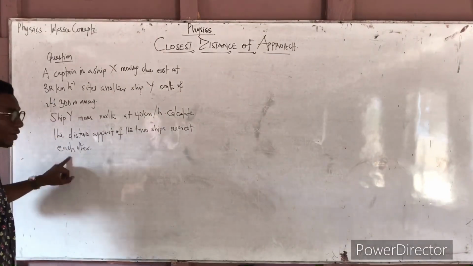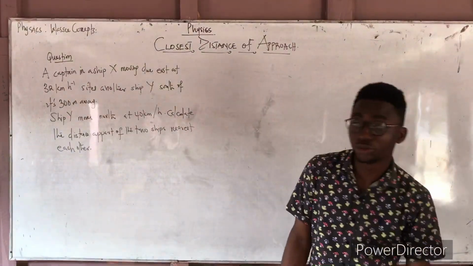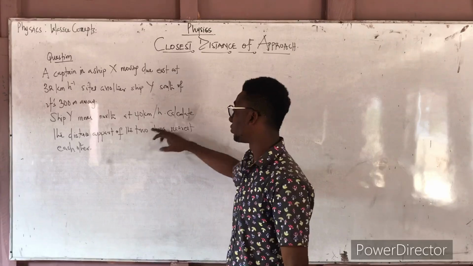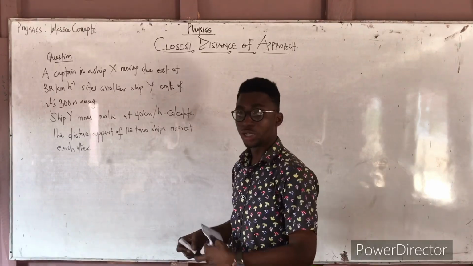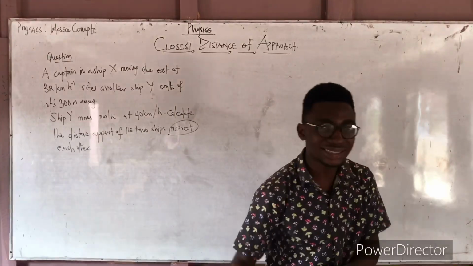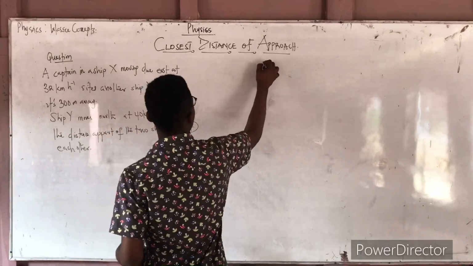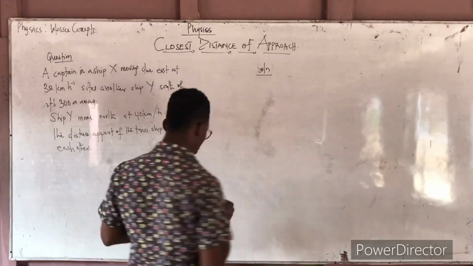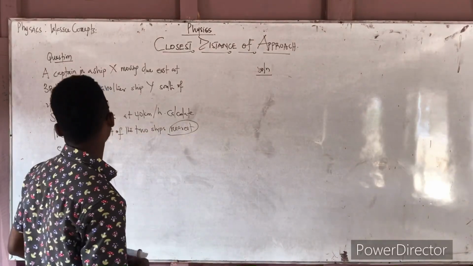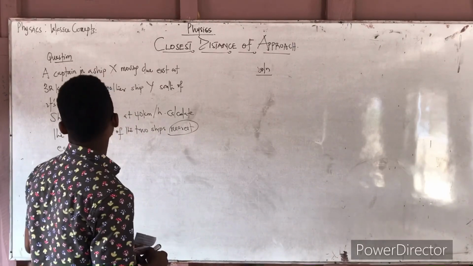ships nearest each other. So sometimes in the question, we will not just tell you to find the closest distance of approach. So for this instance, we have to calculate the distance apart of the ships. So the main point here is nearest to each other. That becomes the closest distance of approach. And now to do this question, let's put our parameters down and let's draw a schematic diagram of it, or just a non-scaled diagram of it.